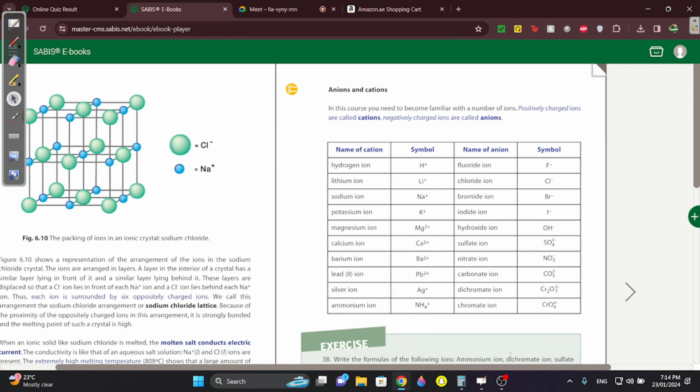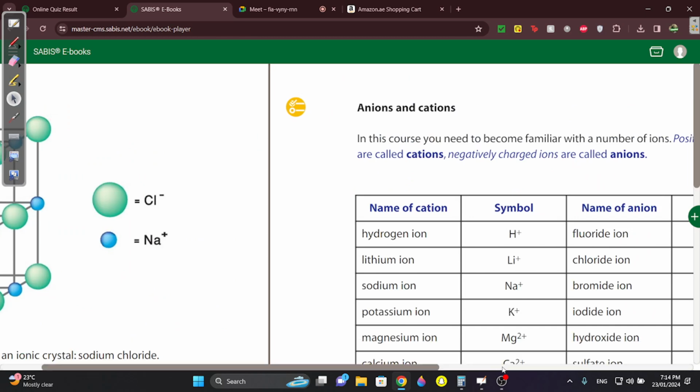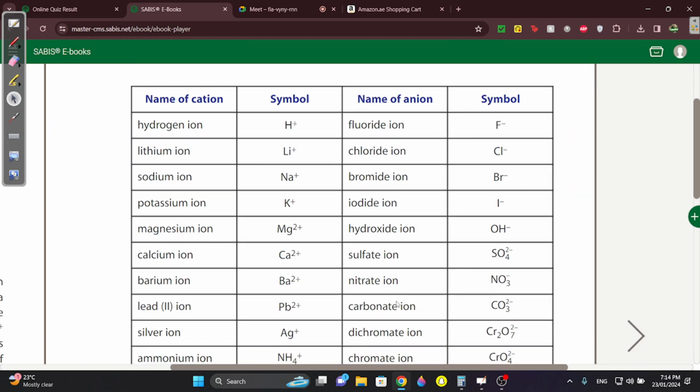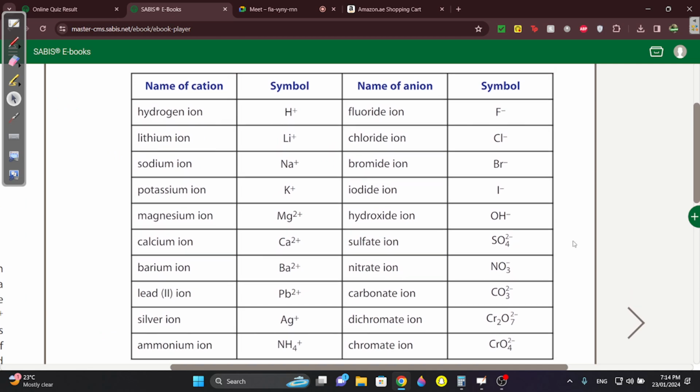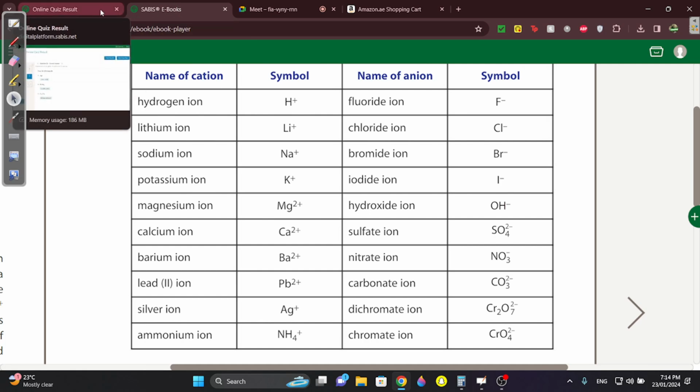Let me zoom in. Hold up. Okay, yeah, like this. This is the table. Memorize it if you want. Not if you want, I advise you to memorize it. I think you should memorize it because these ions you have to know them. Hala didn't come last week. I don't know why. But you're supposed to memorize them.